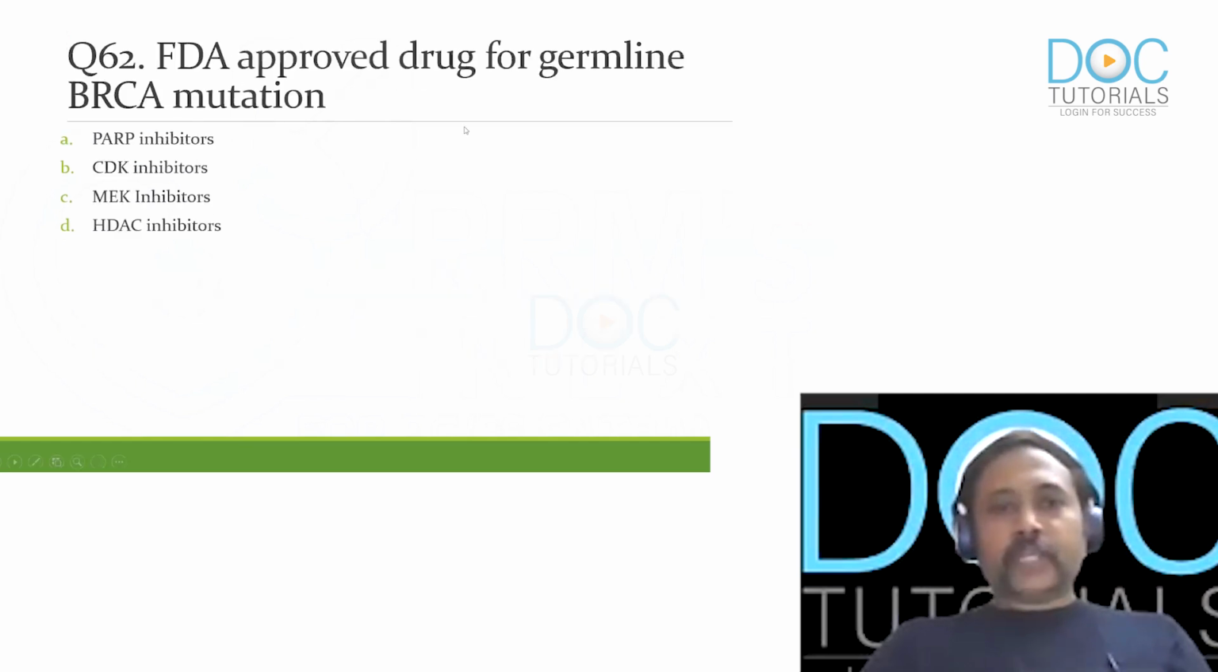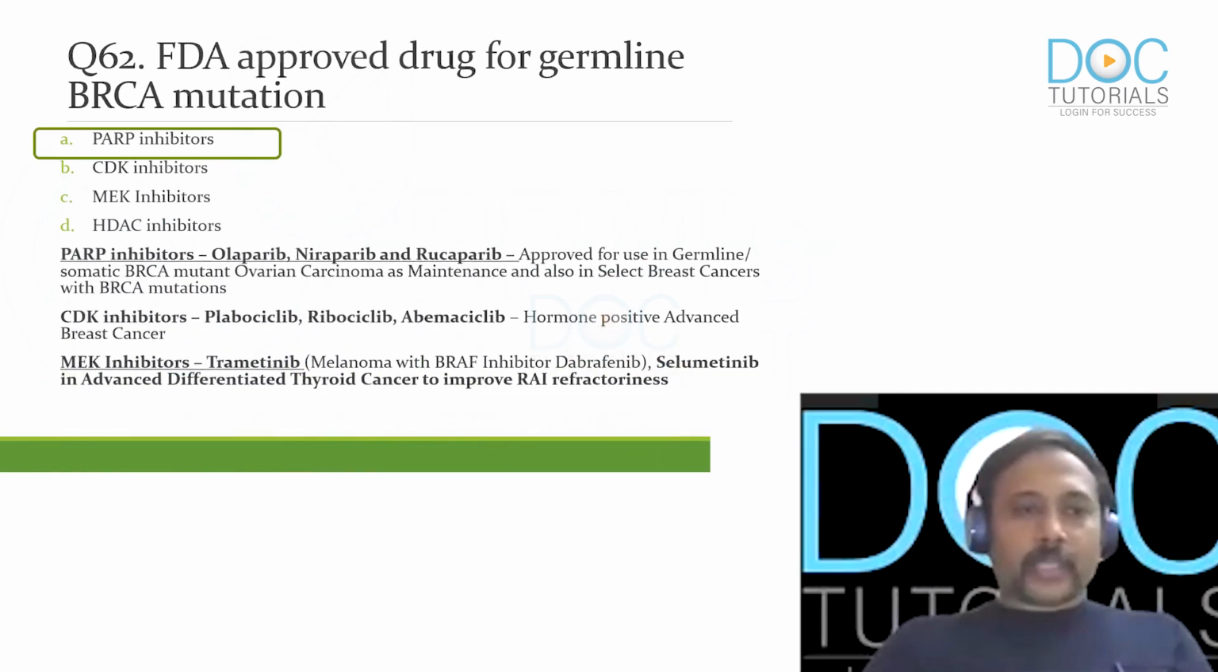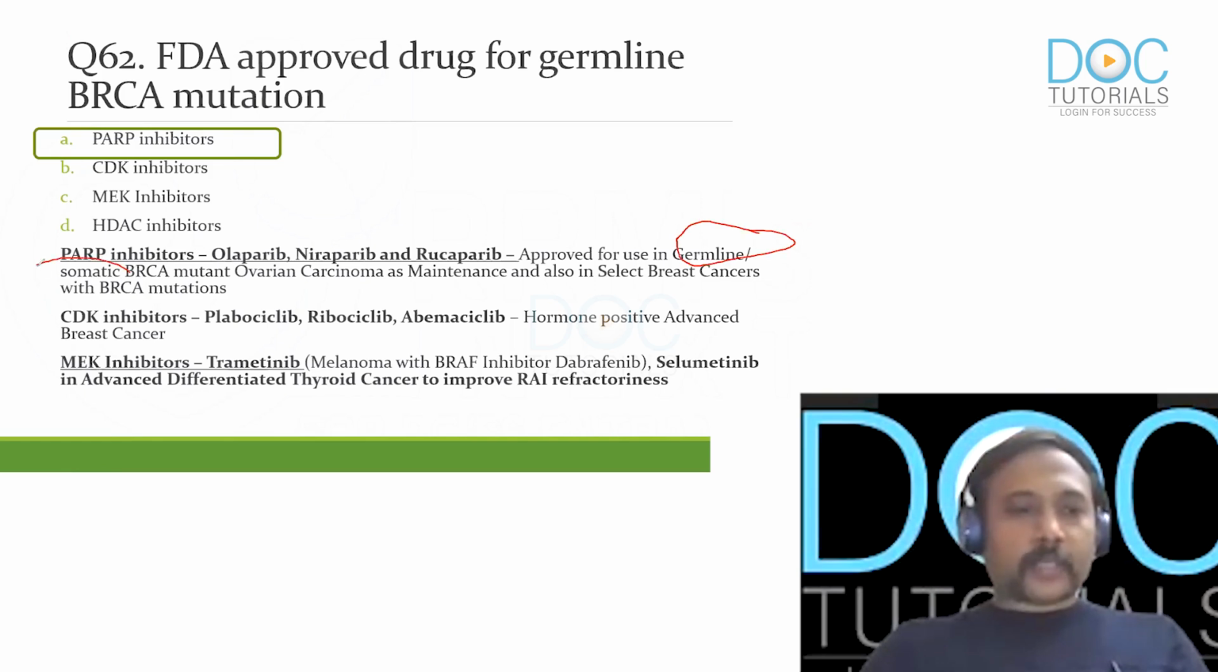Right. The FDA approved drug for germline BRCA mutation is what? Is it PARP inhibitors? Is it CDK inhibitors? Is it MEK inhibitors? Is it the HDAC inhibitors? This one is again a clear-cut question. All of you will know the answer. That is the PARP inhibitors. So PARP inhibitors are olaparib, niraparib and rucaparib. They are approved for use in germline mutations or somatic mutations. So that may be one question. They are used in both germline and in somatic BRCA mutation.